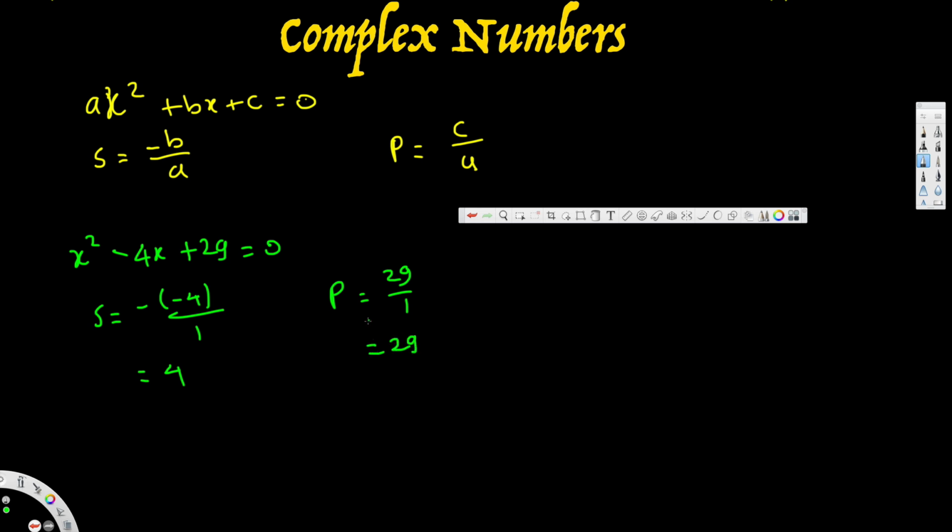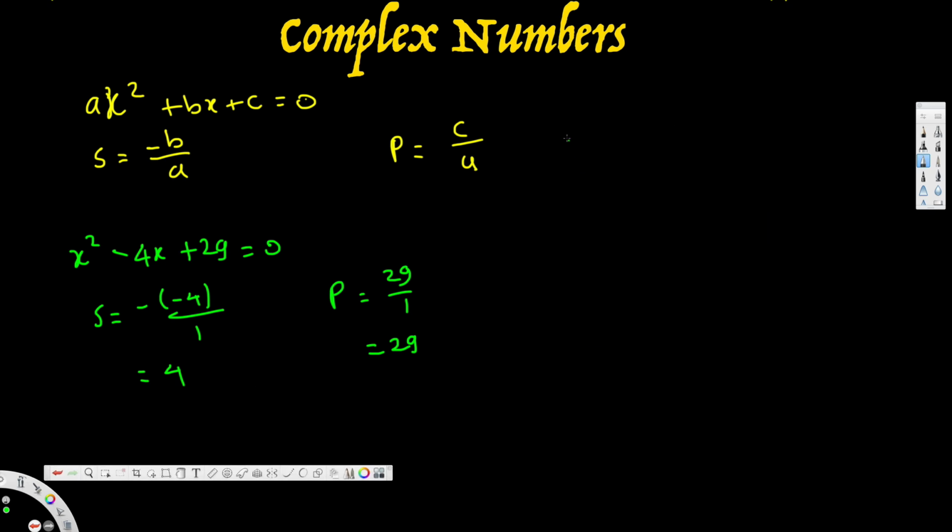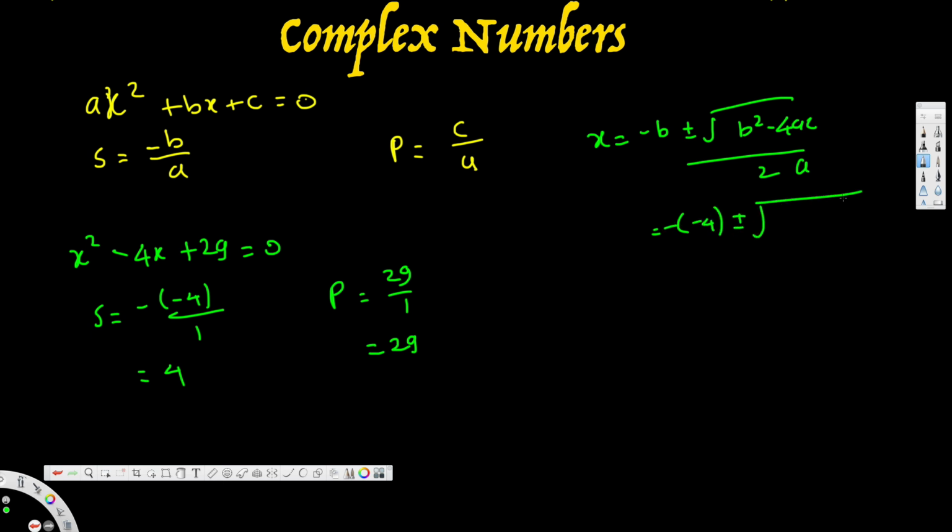You can go ahead and do the long way. For this one, this is not a perfect square, so you have to use the quadratic formula to find the roots and solve them. Let's go ahead and do that. The quadratic formula is x equals negative b plus or minus the square root of b squared minus 4ac, divided by 2a. In our case, b is negative 4, so this is going to be negative negative 4, plus or minus the square root of negative 4 squared minus 4 times a, which is 1, and c is 29.